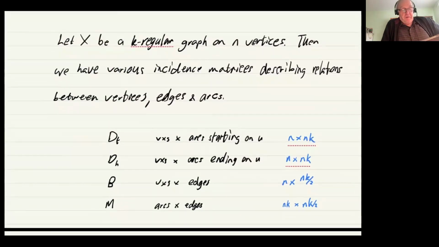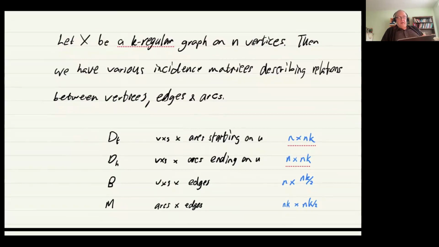In fact, there are too many instance matrices going around now. So we're dealing with the K-regular graph on n vertices, and we have various instance matrices describing relations between vertices, edges, and arcs. Don't worry about the Oxford comment. So I'm writing down 4.